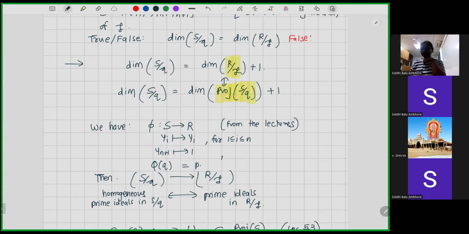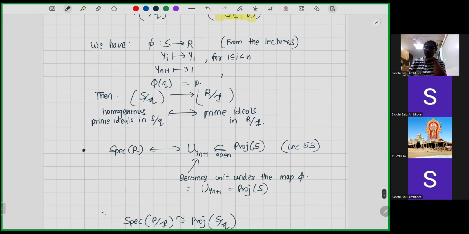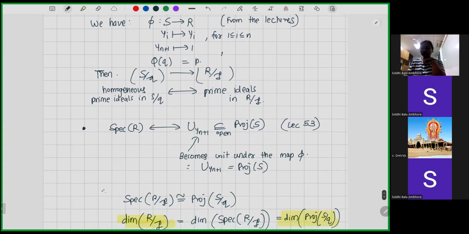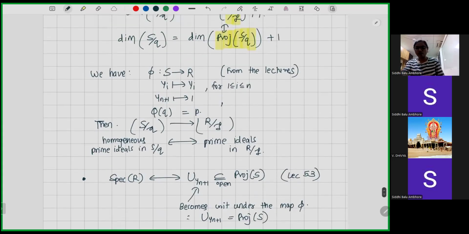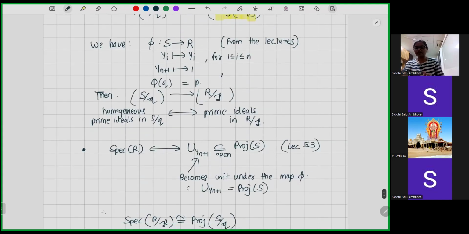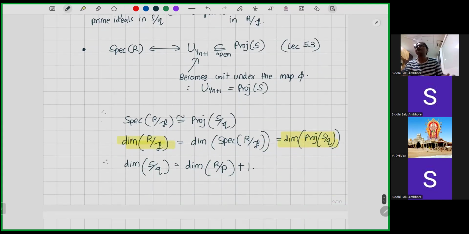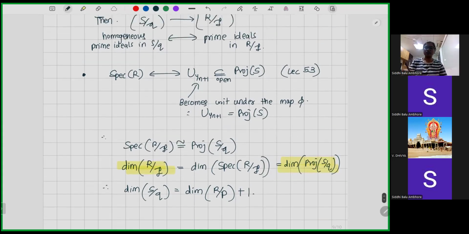Any doubts? This map and all these results used here were actually discussed in the lecture. I hope this is clear. We are just using that map which was defined in the lecture, and this information that Spec R is in one-to-one correspondence with the D_+(y_{n+1}) in Proj S. But y_{n+1} is going to be a unit under this map phi, so this actually becomes the entire ring. I mean, this entire open set is the Proj, and so on.